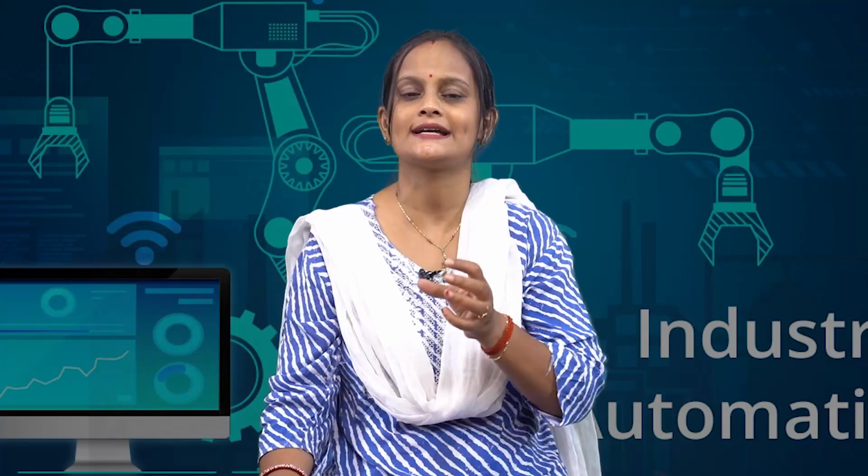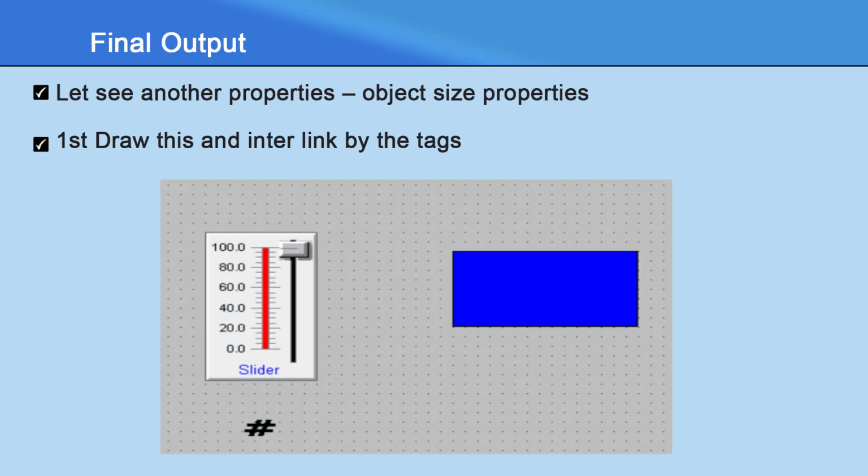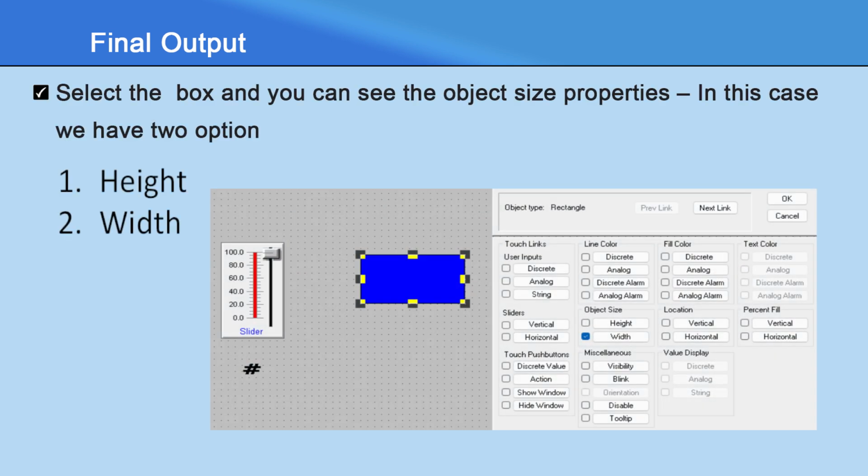Now we will learn about another property, the object size property, and how we can change the object size. Here I have designed a slider with a hash to see the status of the slider, and there is one box, the blue color box you can see here. We have to interlink this slider with the box. How can we do that? You have to give the slider the tag name SL, and when you click on the blue box, a window will appear.